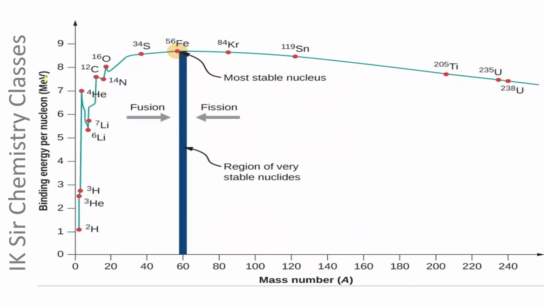Here we have plotted binding energy per nucleon in mega electron volt against the mass number of various elements. The binding energy per nucleon first increases with increase in mass number, attains a maximum value and then decreases. Here some noteworthy points are taken into account.